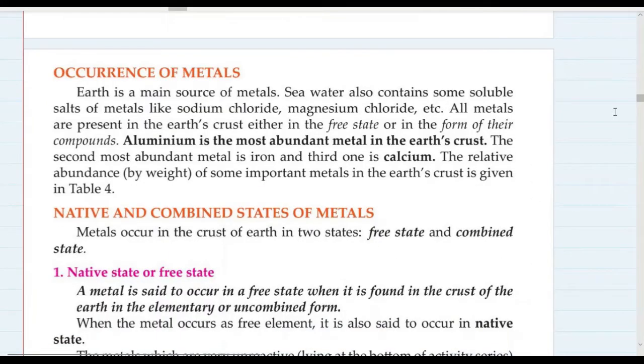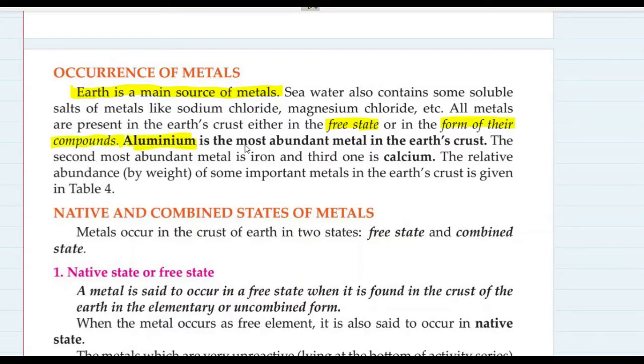The last topic of chemistry chapter 3, metals and non-metals, is occurrence of metals and their extraction. So we know that earth is the main source of metals. Seawater also contains some soluble salts of metals like sodium chloride, magnesium chloride, etc. All metals are present in the earth's crust either in the free state or in the form of their compounds.